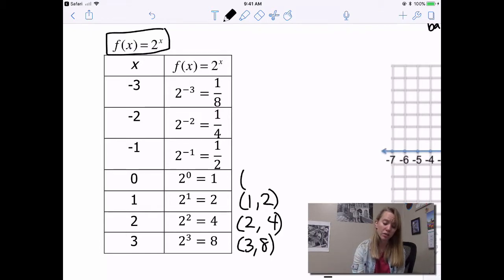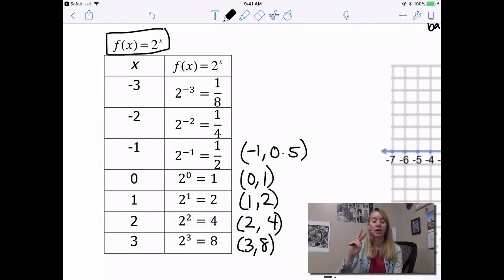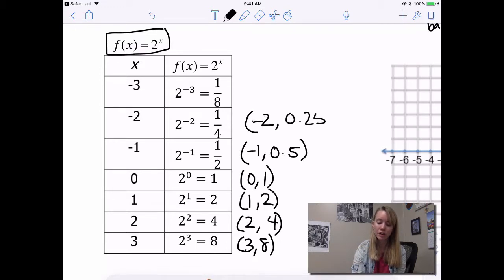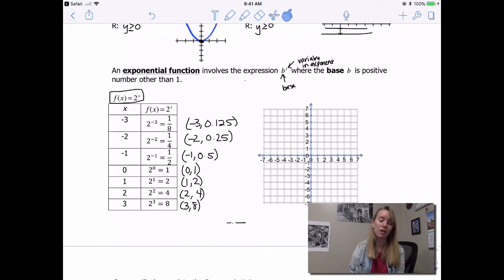Then I can do 0. If I plug in 0, this is the weird one. Remember that anything to the 0 power is 1. So I get 1. I can plug in negative numbers as well. So 2 to the negative 1 is a half, or 0.5. Remember that taking a power to the negative or a negative power will flip so that you have a fraction. So then negative 2 will be 1/4 or 0.25. And then negative 3 is 1/8 or 0.125. So go ahead and graph all of those points on your graph.